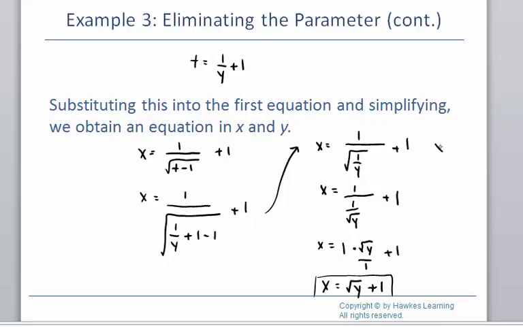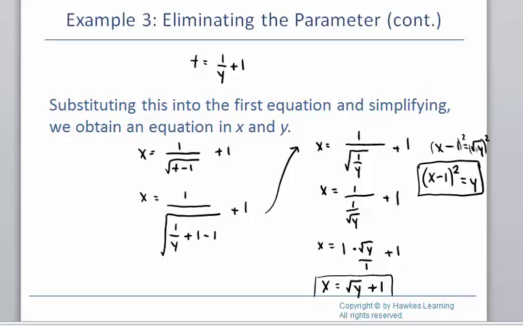So that's going to give me x minus 1 is equal to the square root. And again, solving for y, I'm going to square both sides. All right, so our equation looks like x minus 1 squared is equal to y. And again, this is a little bit easier to work with if you were going to type it in your calculator to graph, or if you were to do a table of values.